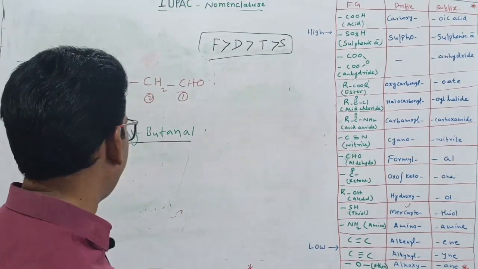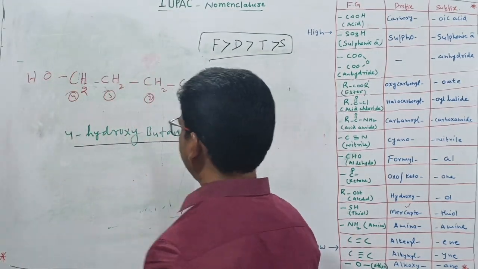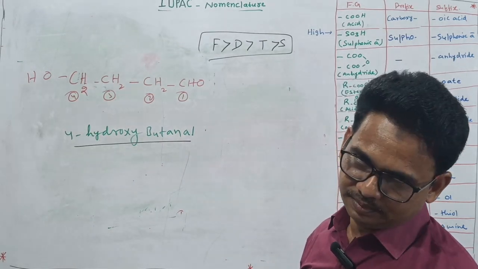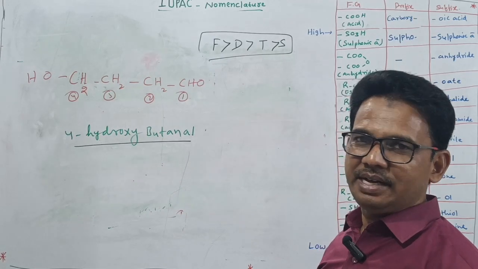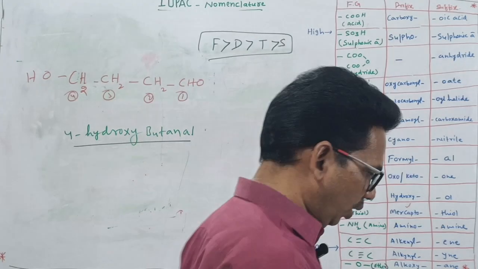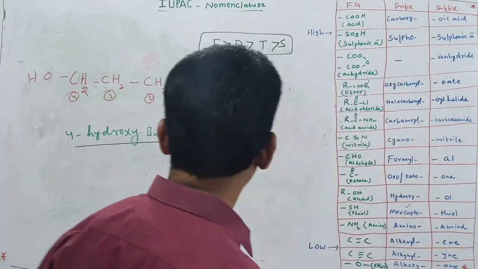Because aldehyde is present at first position, because that is the more priority group. Okay, समझ में आ गया? अल्कोहल aldehyde दो रहे तो क्या करना है? I hope समझ में आ गया होगा.